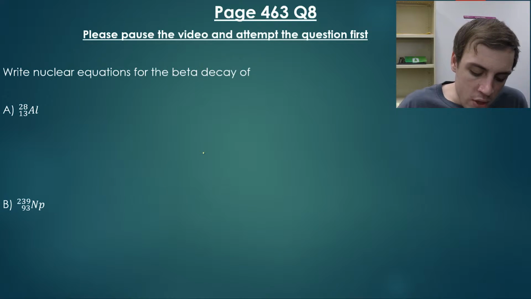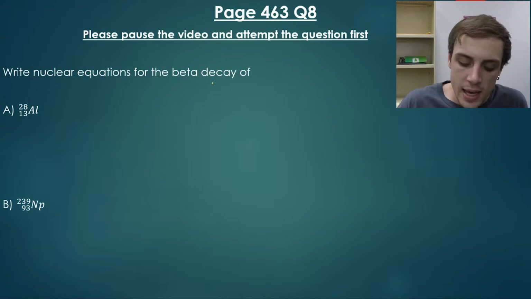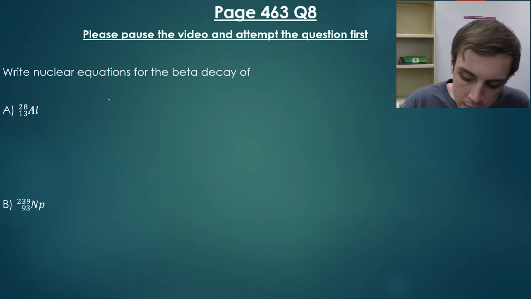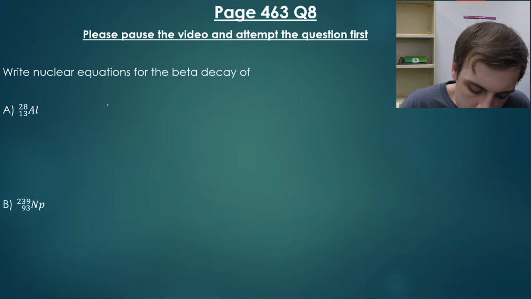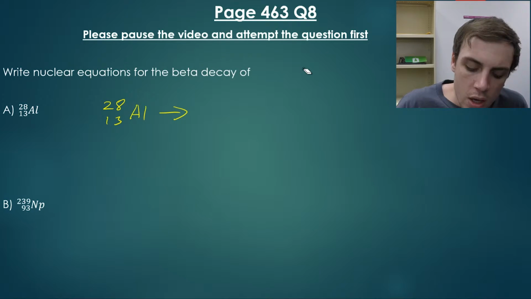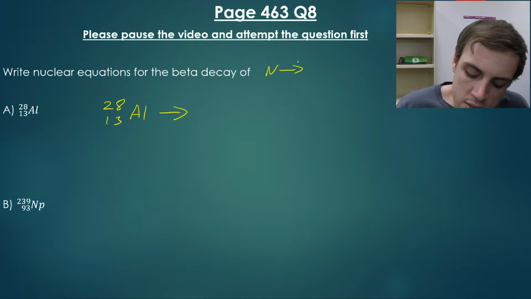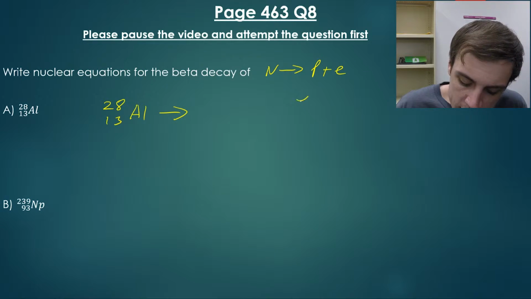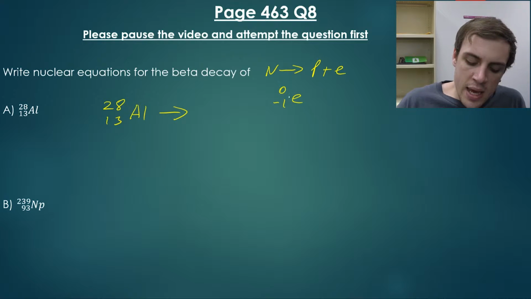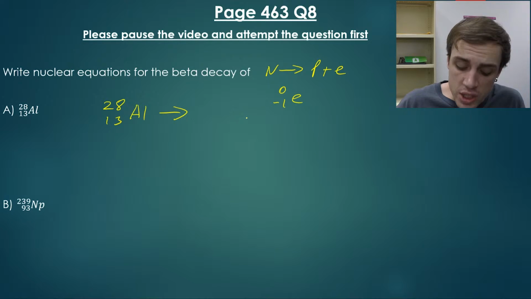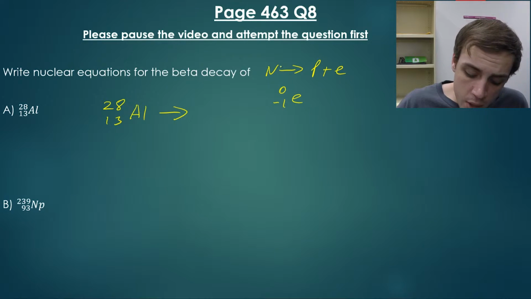So let's have a look now at the nuclear expressions for the beta decay. So here we have aluminium, so we've got 28, 13, aluminium. So remember that a beta decay is a neutron that breaks down to form a proton and an electron. So this can also be denoted as e, 0, minus 1, because it's showing that although the number of nucleons isn't changing, the number of protons is. So essentially we just write 0, minus 1, e.